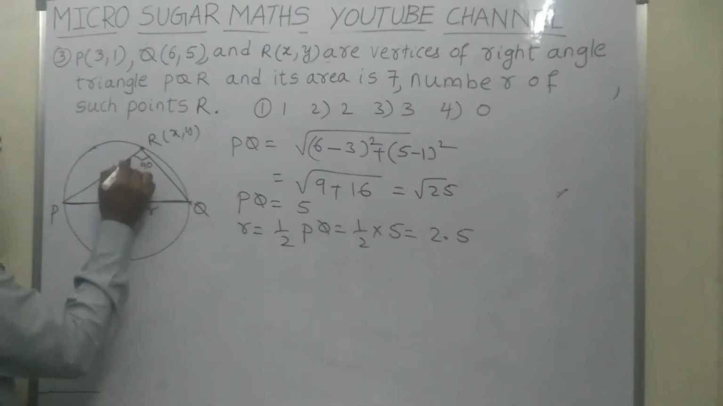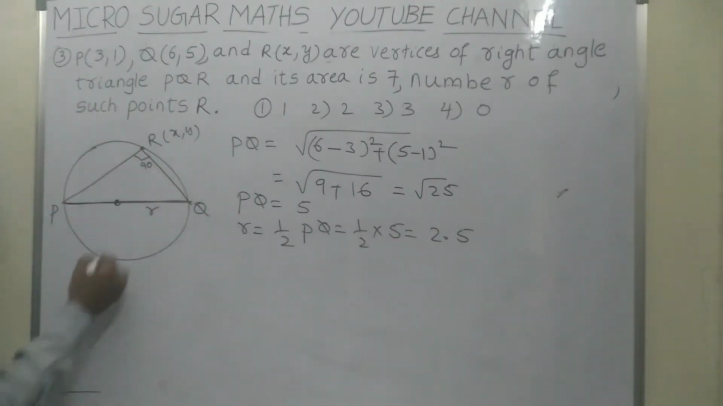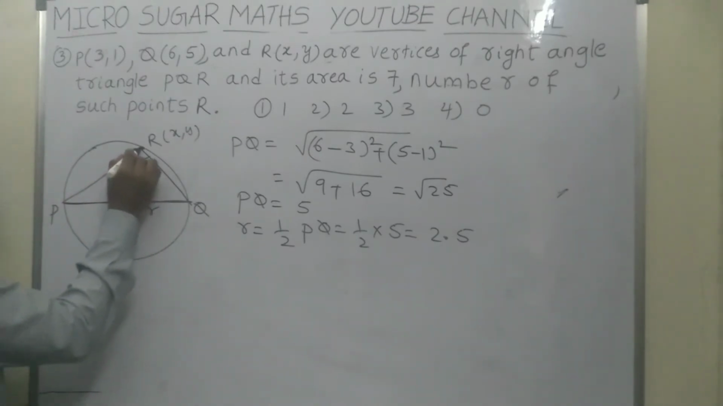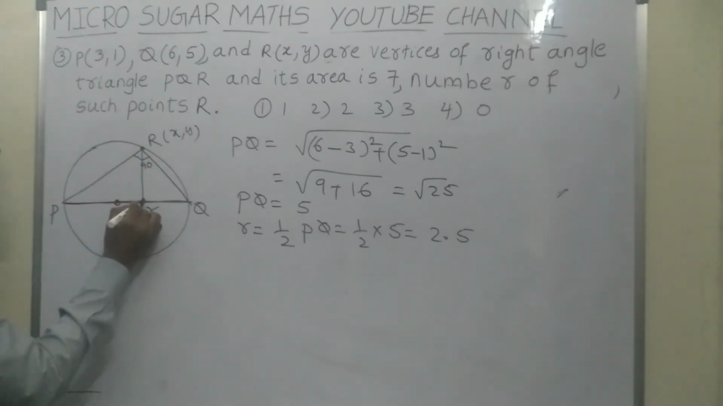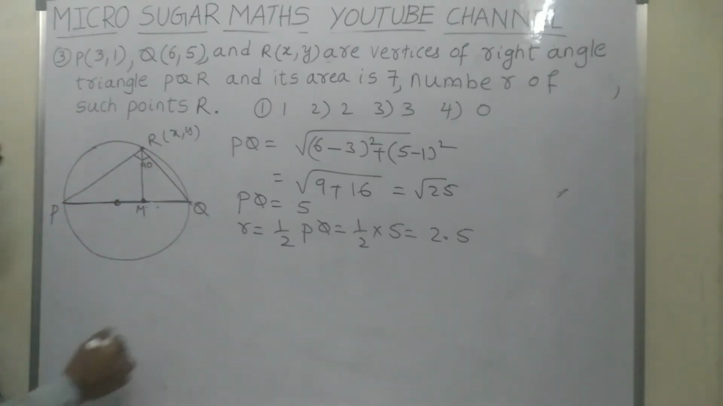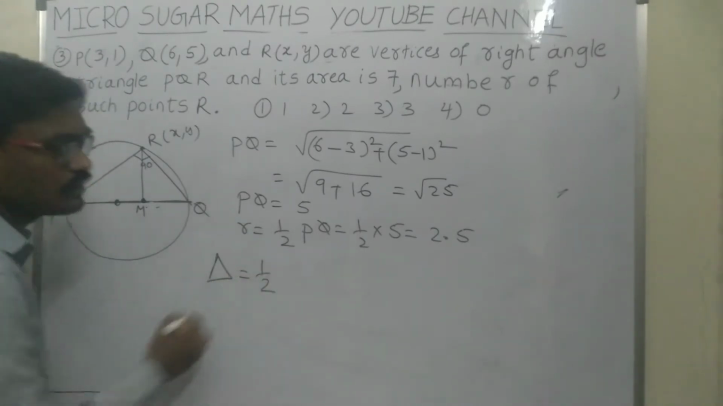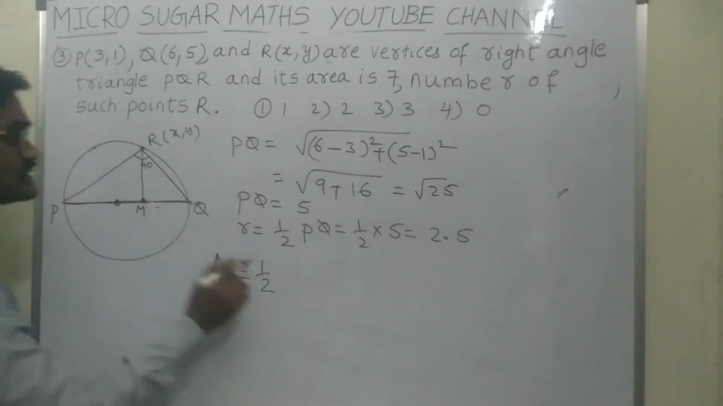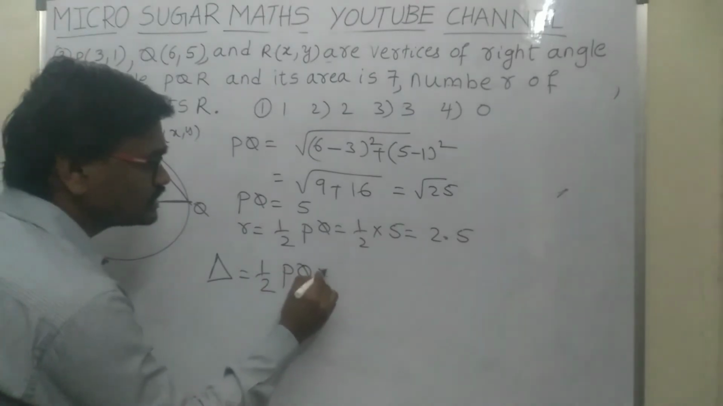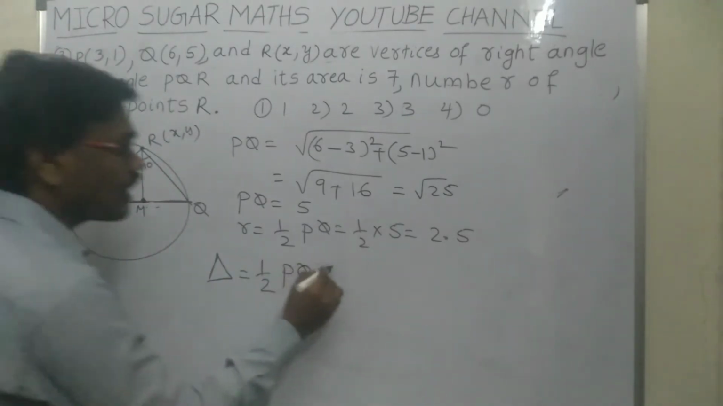Now students, find out the area of triangle PQR. Area of the triangle PQR is half into base into height. What is the base? PQ. What is your height? RM.